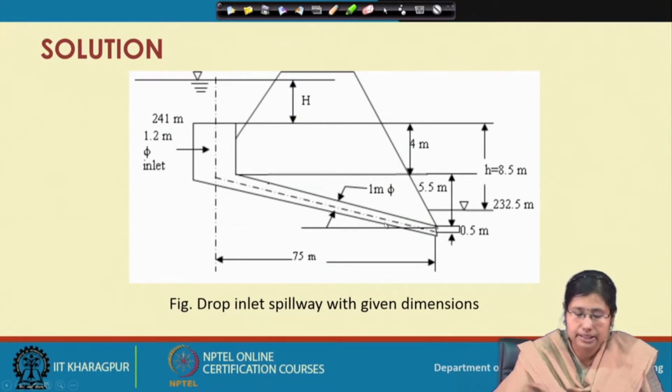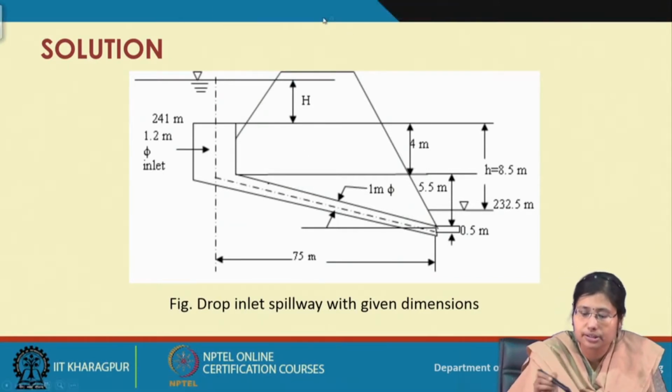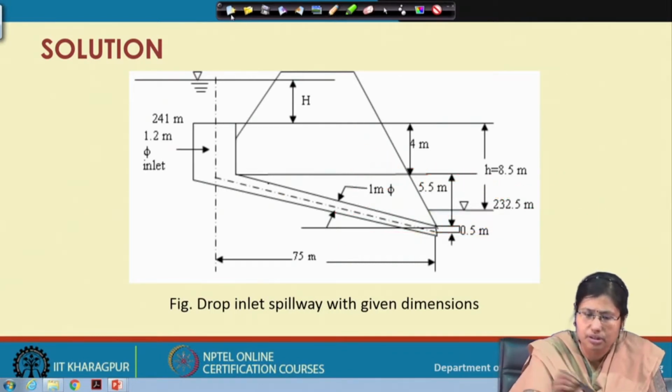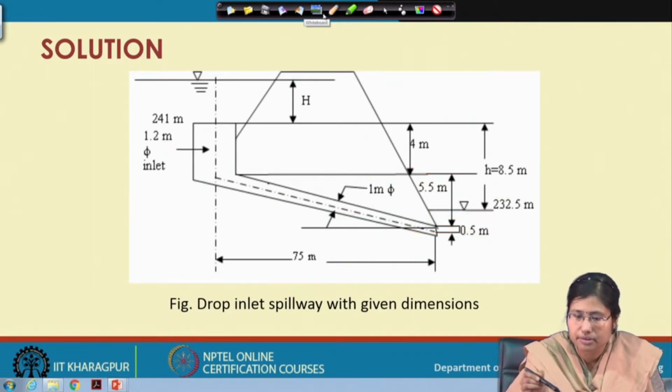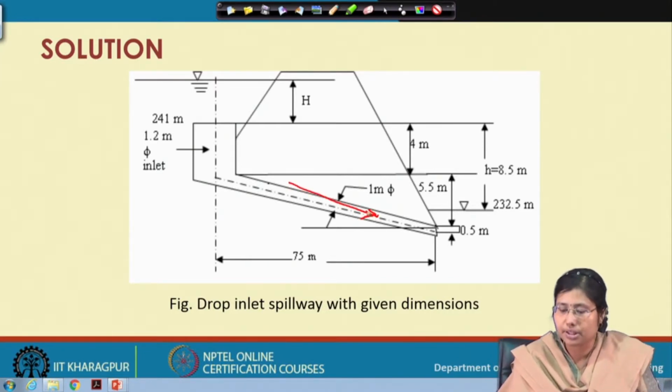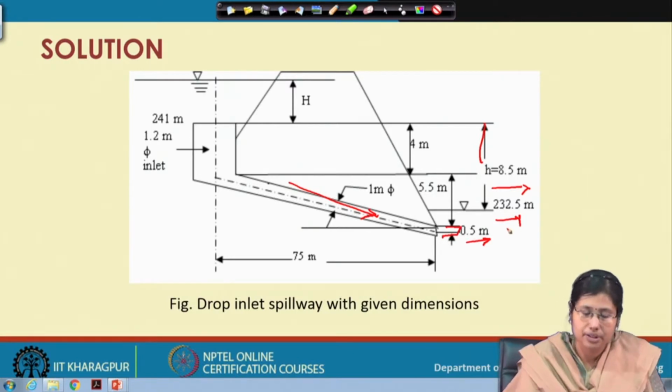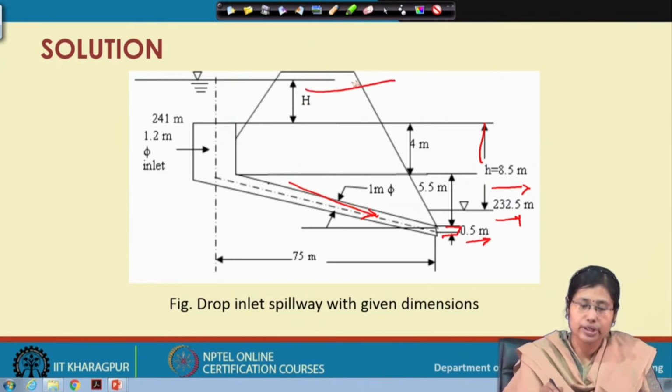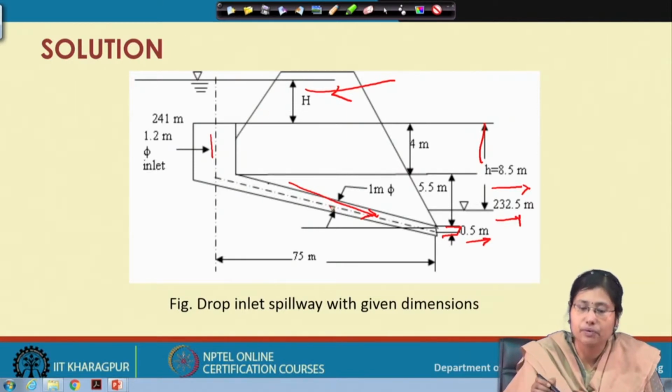So, this is the pipe structure, and here the diameter is reduced to 1 meter, and here the depth is around 0.5 meter. So, this height is the combination of 8.5 and 232.5 meter. And here is located the dam, and besides the dam this spillway is kept.